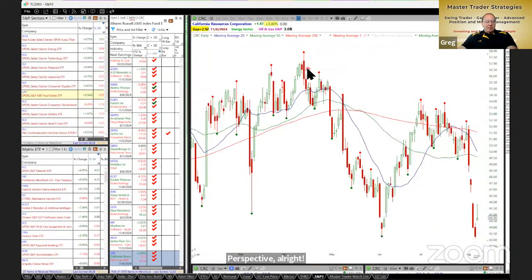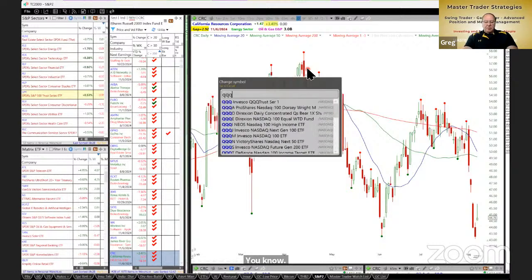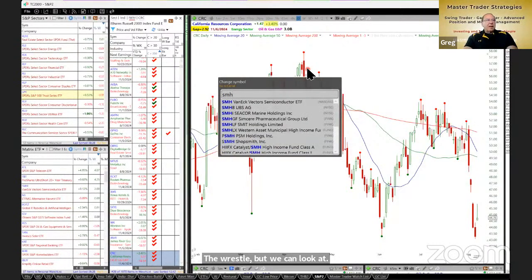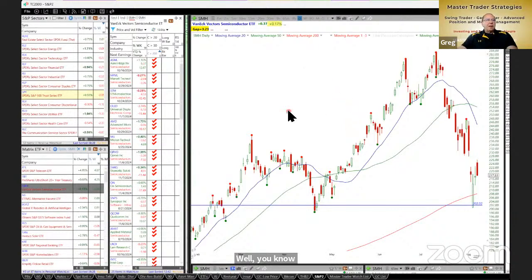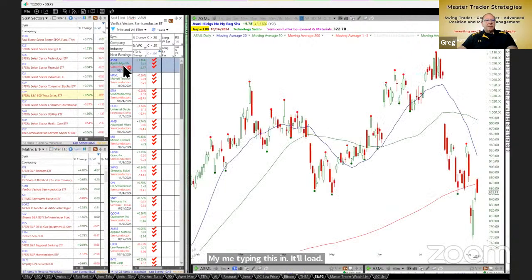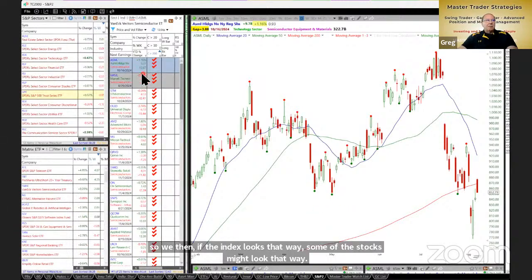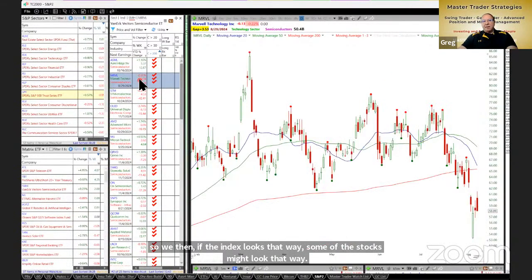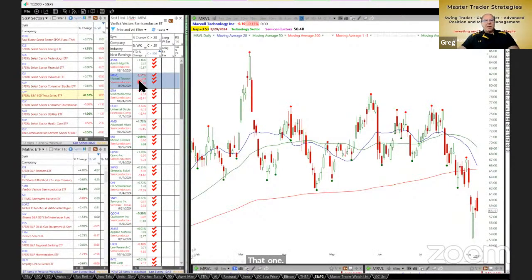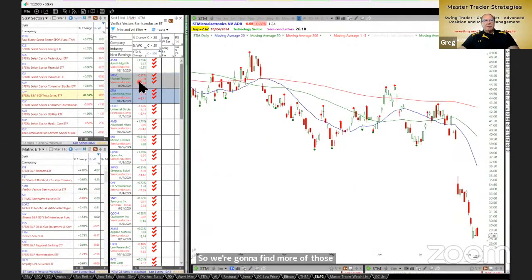All right. Well, that's the Russell, but let's look at SMH, since that was one of the better ones, and as I type this in, it'll load the charts in that particular ETF. And so if the index looks that way, some of the stocks might look that way. Like that one. So we're going to find more of those here that collapsed. That's not getting off of the mat, but that's definitely got a void and collapsed.